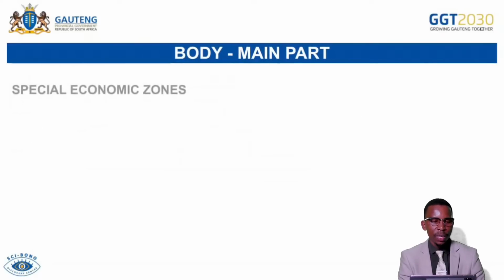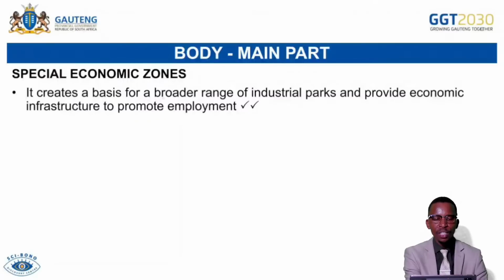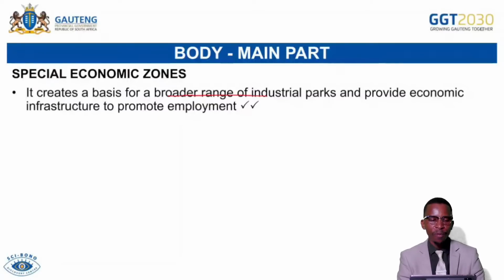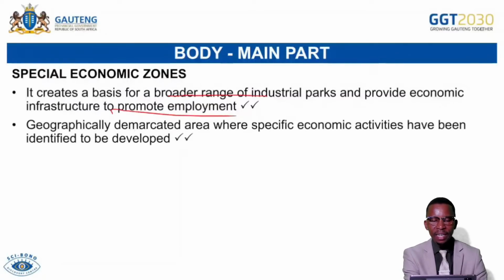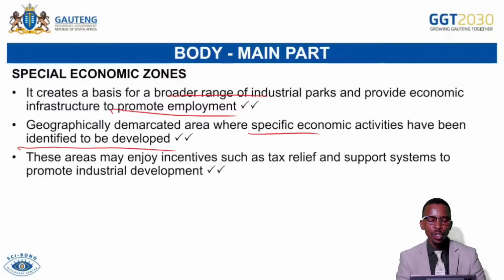Then we continue with special economic zones. Remember to list ITZ that are currently in place in South Africa and SDIs. A special economic zone creates a basis for a broader range of industrial parks and provides economic infrastructure to promote employment. They are geographically demarcated areas where specific economic activities have been identified to develop. These areas may also enjoy incentives such as tax relief and support systems to promote industrial development.